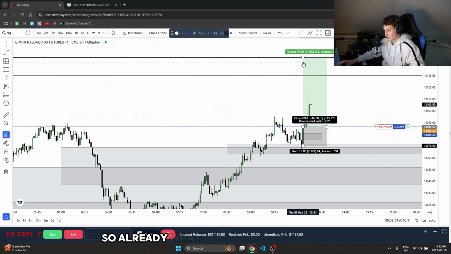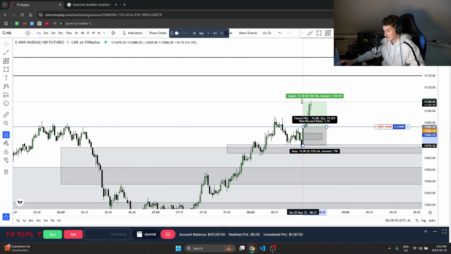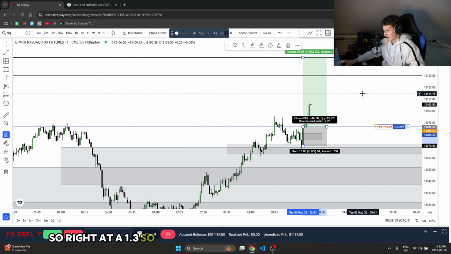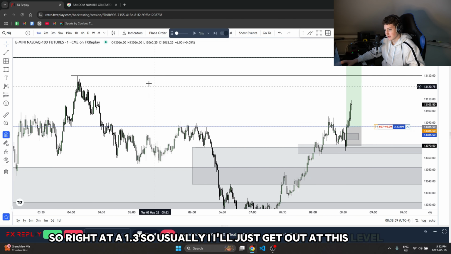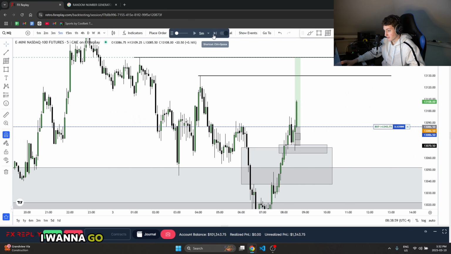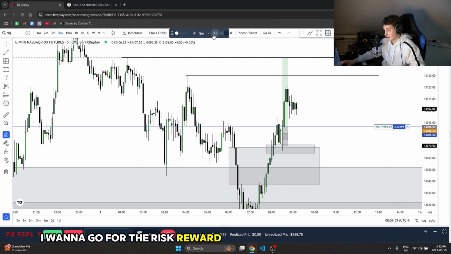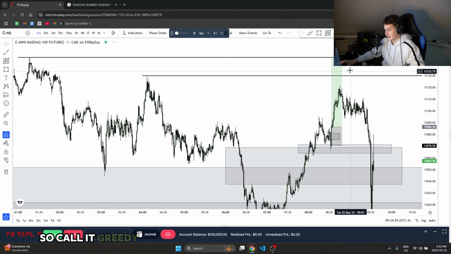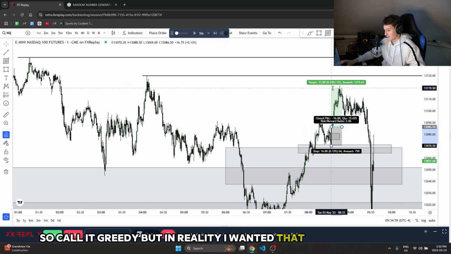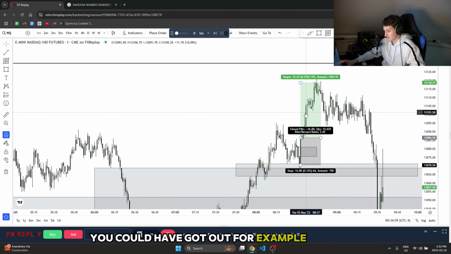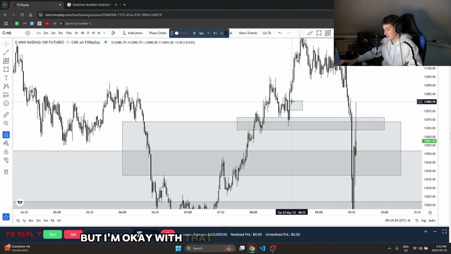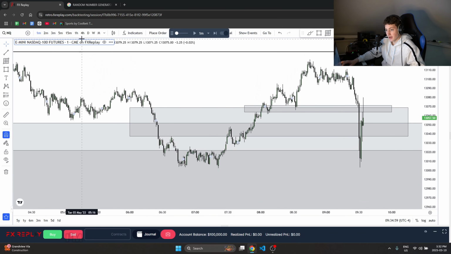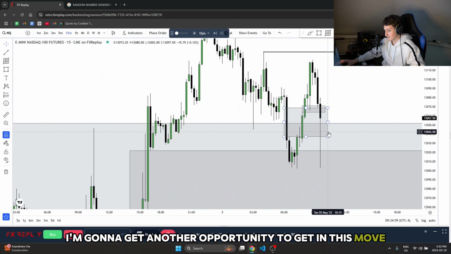So already, what risk to reward is that? So we're already at a 1.3, so usually I'll just get out at this level, but like I said, I want to go for the risk to reward, and stopped out for break even. So call it greedy, but in reality I wanted that buy side up there. You could have got out, for example, for a 2 to 1, but I'm okay with that because I know as a trader I'm going to get another opportunity to get in this move.